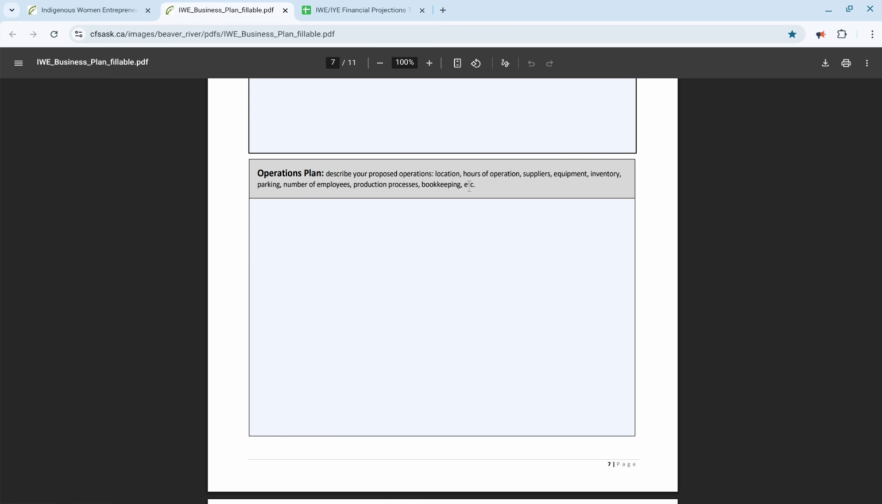And then lastly would be bookkeeping. So who's going to be doing the bookkeeping? How does that work? Are you just doing it yourself using a spreadsheet? Are you hiring a professional bookkeeper using QuickBooks or some other type of software? Again, you can just keep it brief, but make sure you indicate how that will be working for your operations plan.